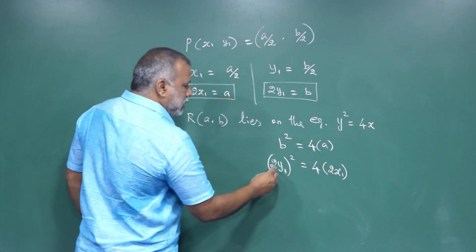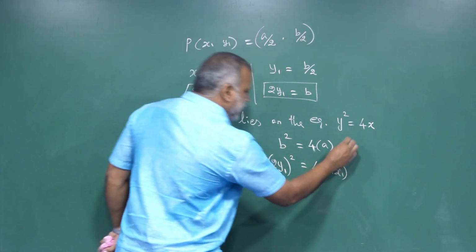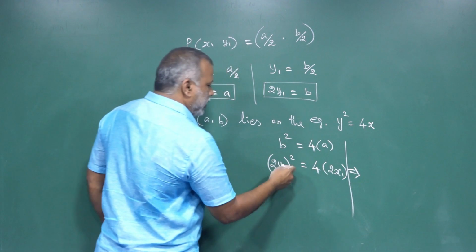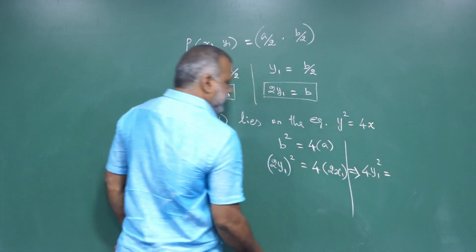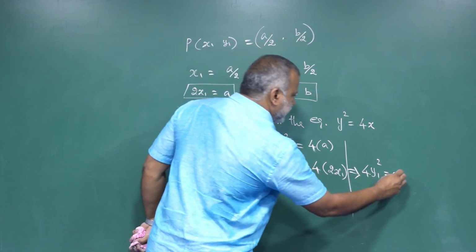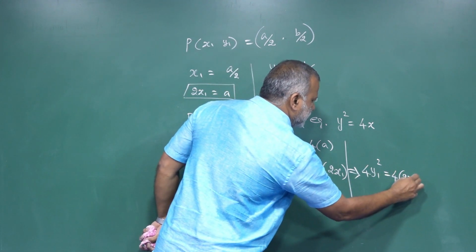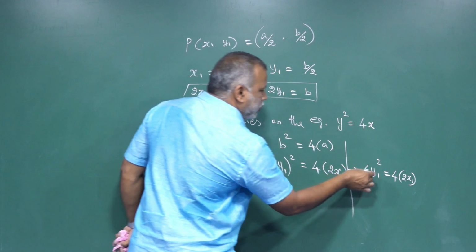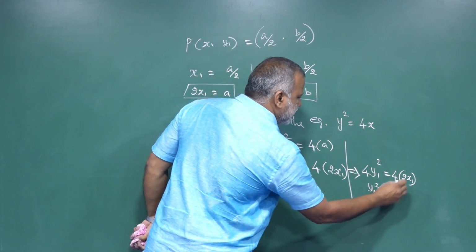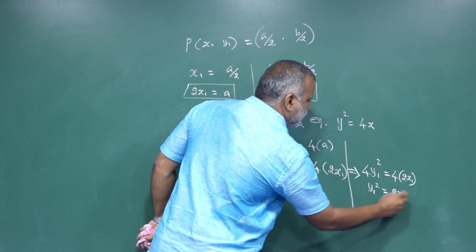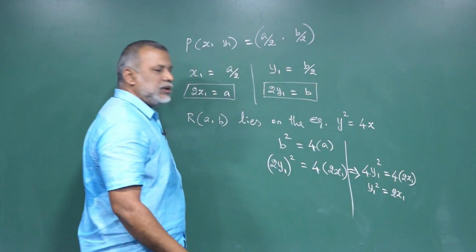Expanding this, 2y1 squared becomes 4y1 squared. That is equal to 4 into 2x1. I can keep the same. Here 4 will be removed. Therefore, y1 squared is equal to 2x1. y1 squared equal to 2x1.